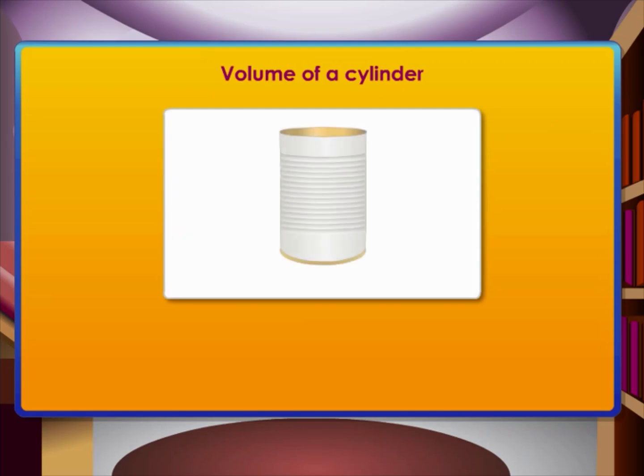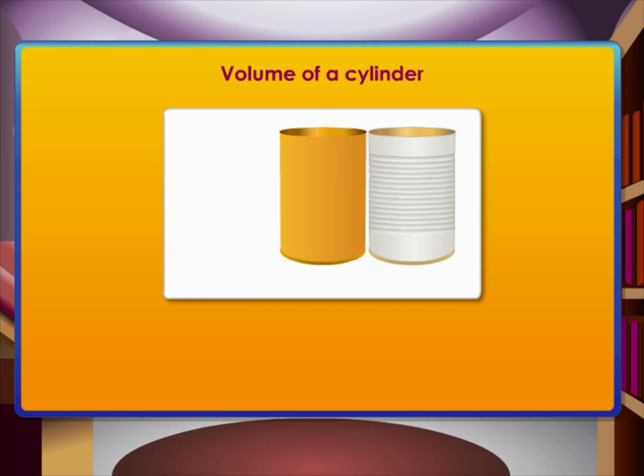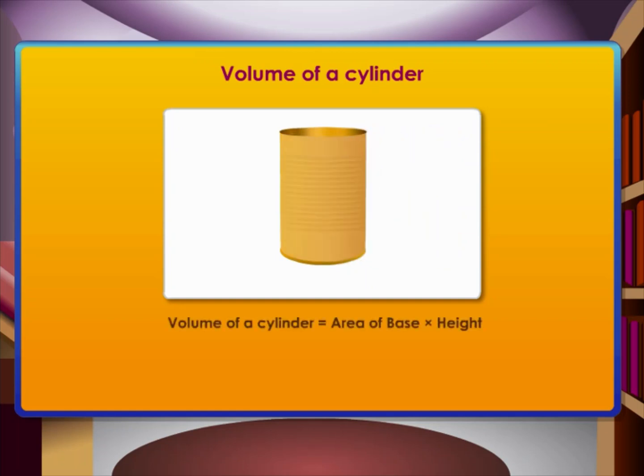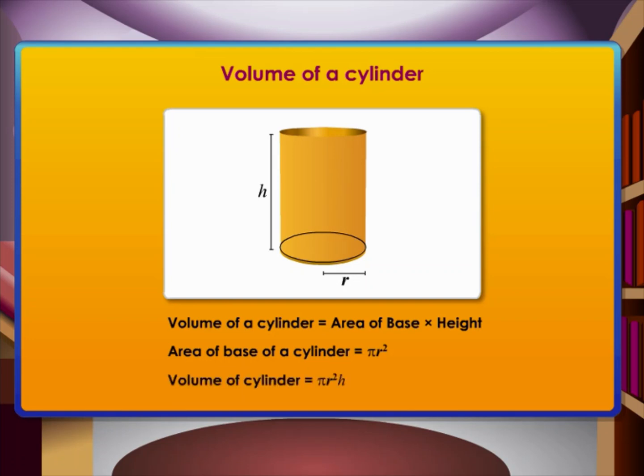Volume of a cylinder. How much ghee can this container hold? The volume is nothing but how much space the inside of a container takes up. This container looks like the shape of a cylinder. So the volume of a cylinder can be obtained as base area multiplied by height. Here the base area of the cylinder is the circular base. We know the area of a circle is pi r square, which is equal to the area of the base of a cylinder. Therefore, volume of the cylinder is equal to pi r square h, where r is the base radius and h is the height of the cylinder.